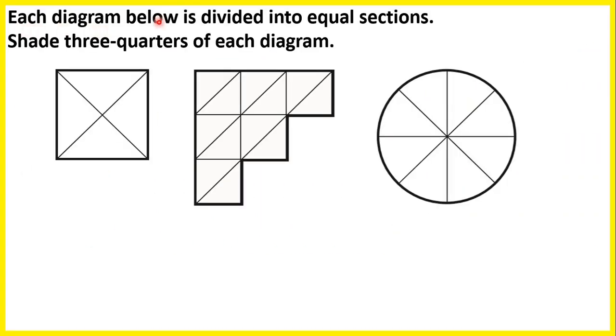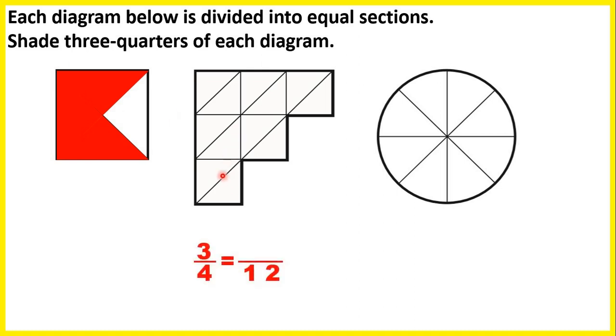Each diagram below is divided into equal sections. Shade 3/4 of each diagram. So 3/4 is 3 parts out of 4. So because this first diagram has 4 pieces, we can shade any 3 of those pieces.